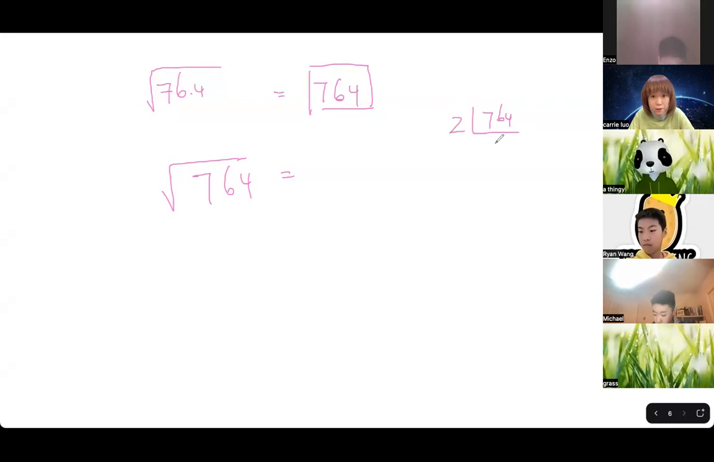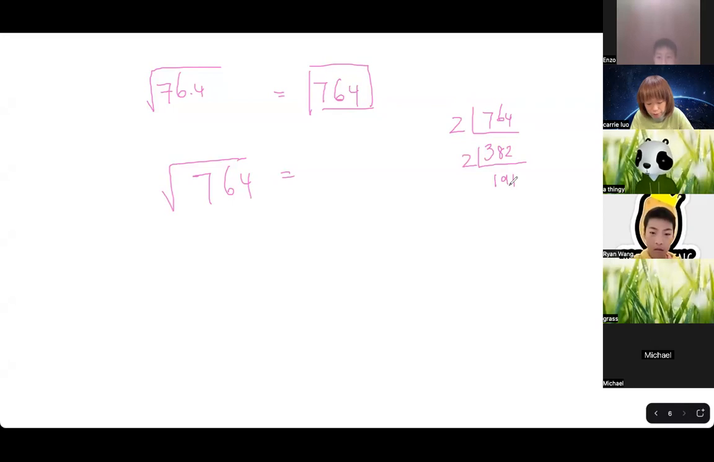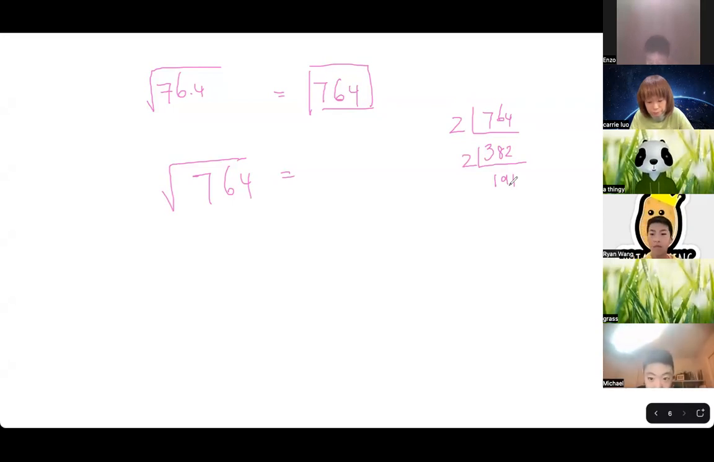So 764 divided by 2, right? 382 divided by 2 equals 191. Can 191 still be done? I'm still trying to calculate 191. Okay. So 191 is a prime number, so it's done. So the answer is 2 times 2 times 191. So the answer is 2 and the square root of 191.